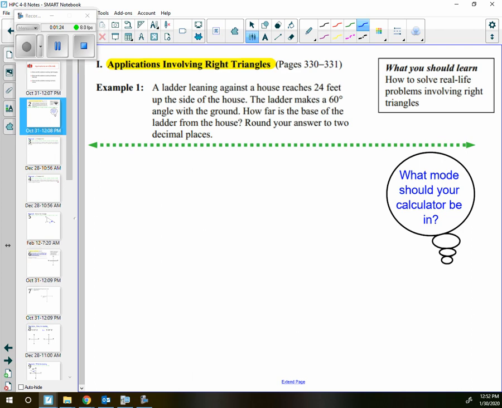So I'm going to go ahead and let you pause here. So if you want to pause, go ahead and try to draw the picture, and then we're going to check in and see how that looks.